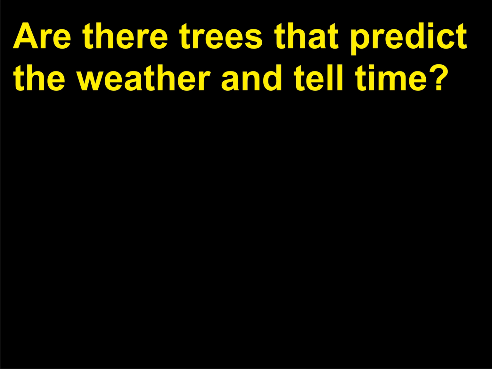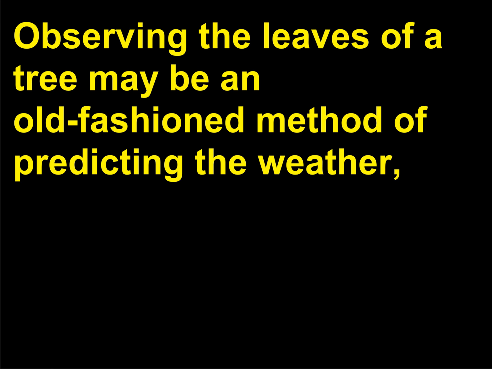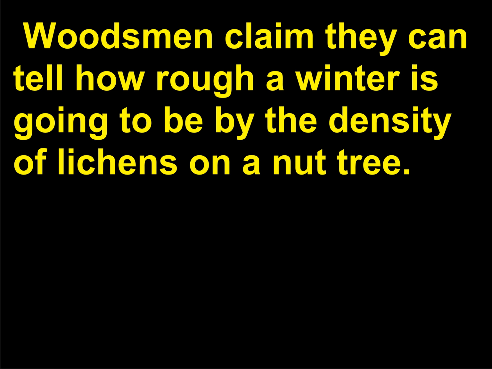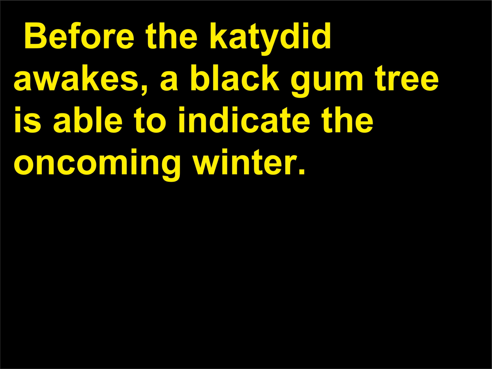Are there trees that predict the weather and tell time? Observing the leaves of a tree may be an old-fashioned method of predicting the weather. But farmers have noted that when maple leaves curl and turn bottom up in a blowing wind, rain is sure to follow. Woodsmen claim they can tell how rough a winter is going to be by the density of lichens on a nut tree. Before the katydid awakes, a black gum tree is able to indicate the oncoming winter.